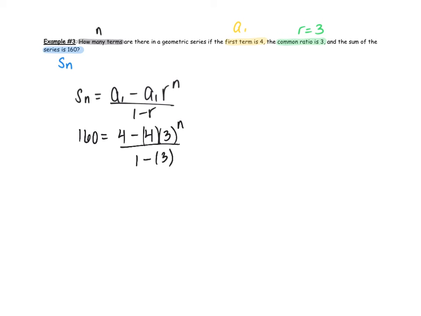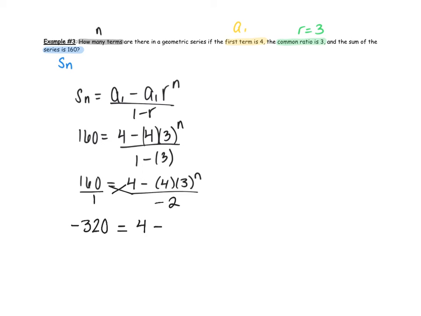So we know that this 160 will stay the same. And this we can do 4 minus 4 times 3 to the n. Unfortunately, we can't multiply these because of PEMDAS, right? This 3 is attached to that n. Divided by 1 minus 3, which is negative 2. So we can put this over 1 and we can cross multiply. So 160 times negative 2 is negative 320 equals 4 minus 4 times 3 to the n.